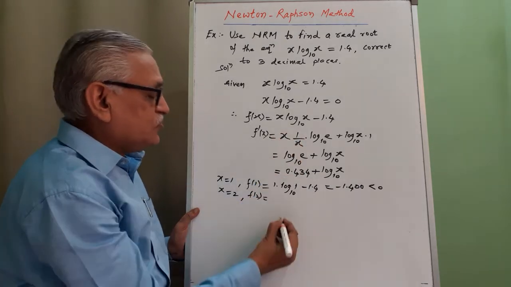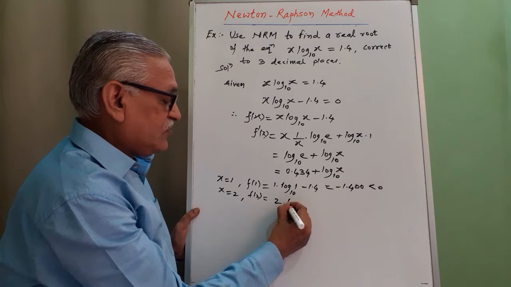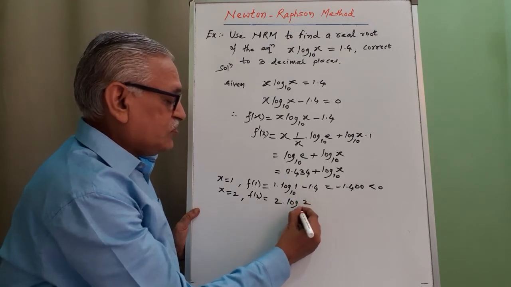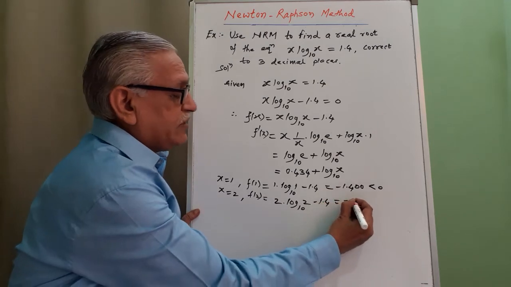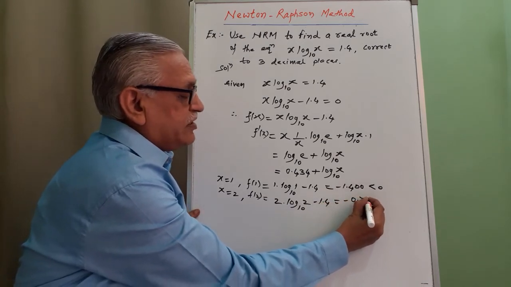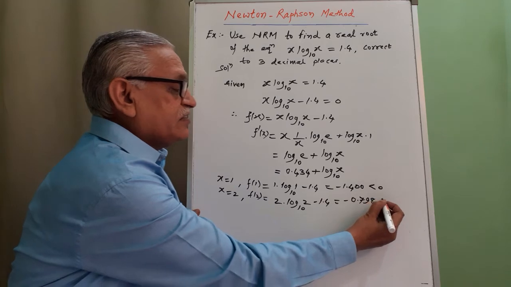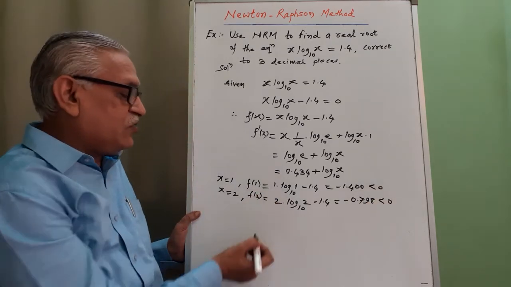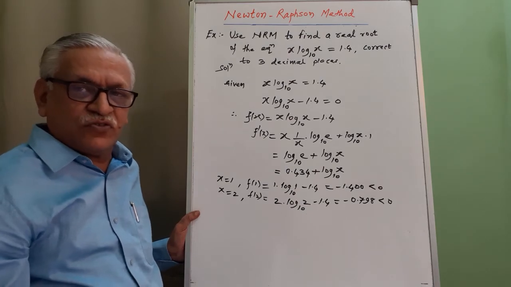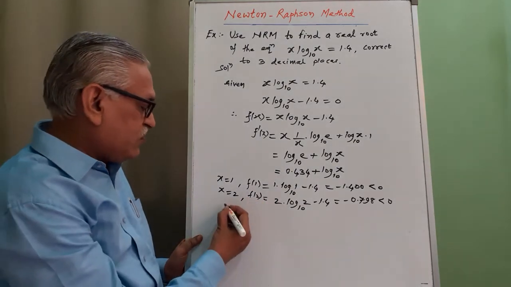For x equals 2, we get f of 2 as 2 log 2 to the base 10 minus 1.4, which is minus 0.798. Once again it is negative, which means the root does not lie between x equals 1 and x equals 2. We have to go for one more value.